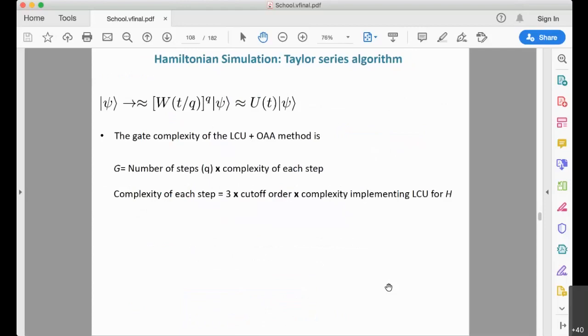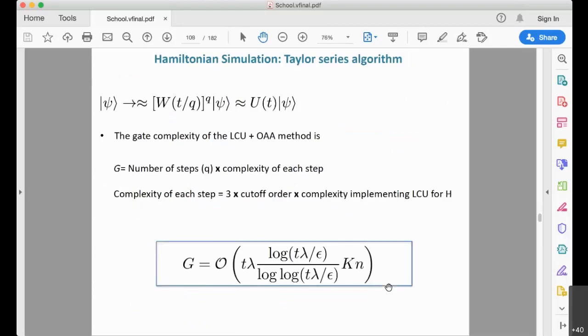At the end, the gate complexity of this method is basically Q times the gate complexity of this LCU plus oblivious amplitude amplification approach. When you put everything together, one can show that the overall complexity is almost linear in the evolution time, up to a logarithmic overhead, and almost linear in the L1 norm. But it has a very nice dependence on precision that you could not achieve with the product formulas. This is the appealing part of this method: the complexity in terms of precision is only polylogarithmic.